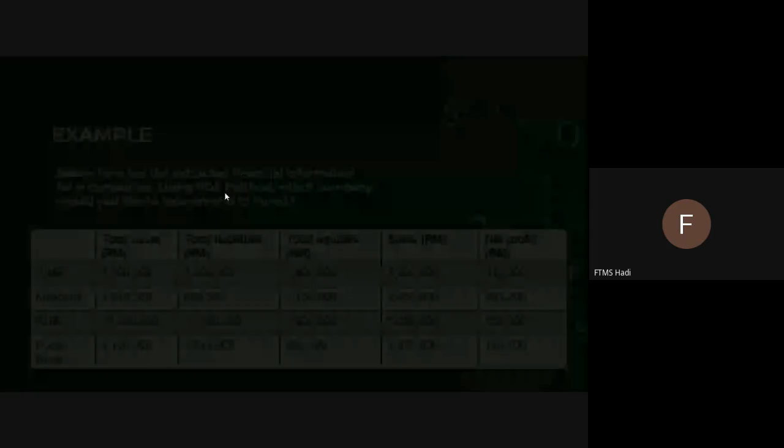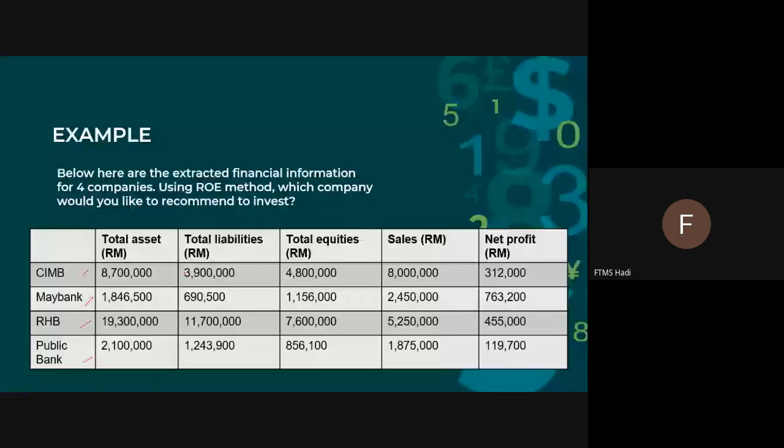Okay, below here is the extracted financial information for four companies. This one, ROE. Which company would you recommend to invest in? They give you total asset, total liability, total equity, sales, and also net profit. So you need to memorize this formula.